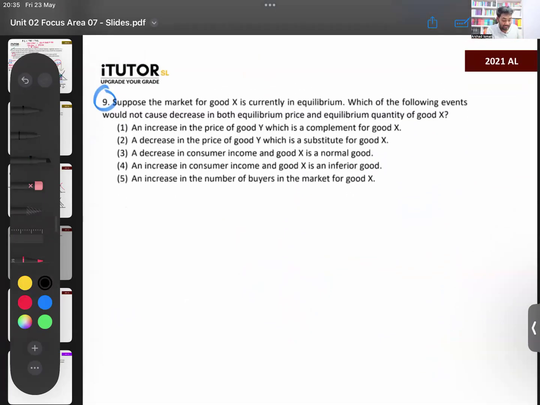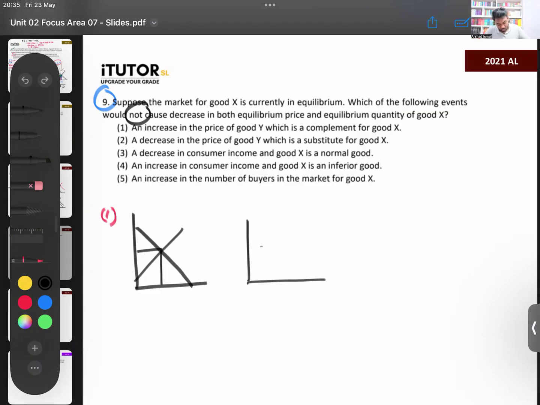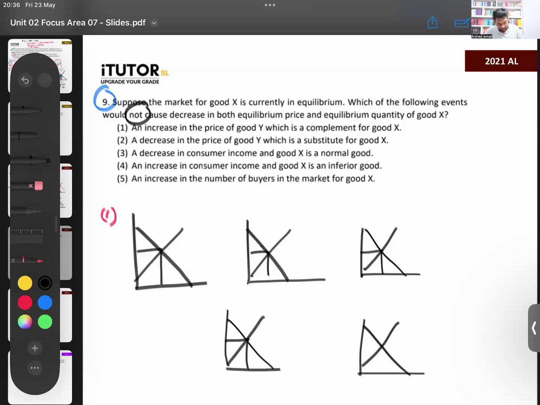Right. Suppose the market for good X is currently in equilibrium. Which of the following events would not cause a decrease in both the equilibrium price and quantity? So again, draw and see that. So we'll draw one by one. I'll draw 5 diagrams first: demand, supply, equilibrium price, quantity. Okay. We'll draw and see.